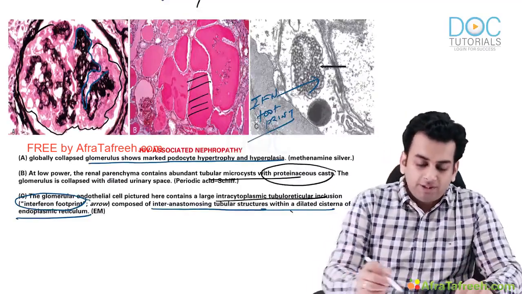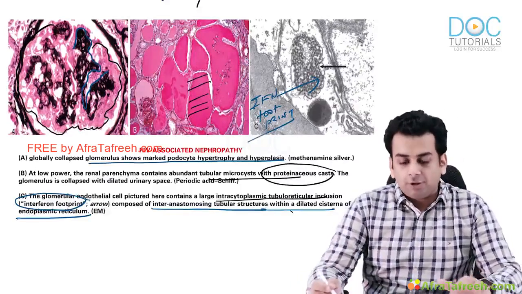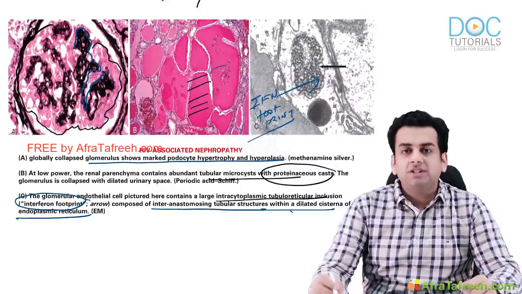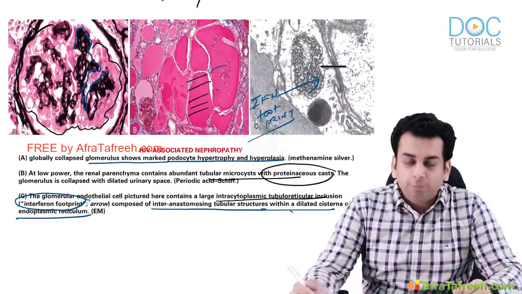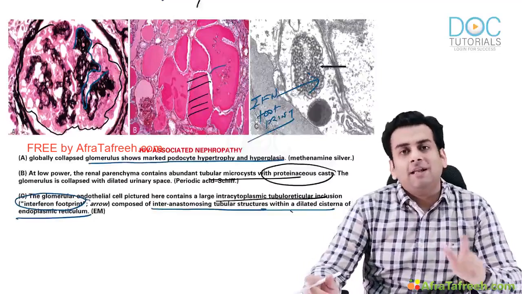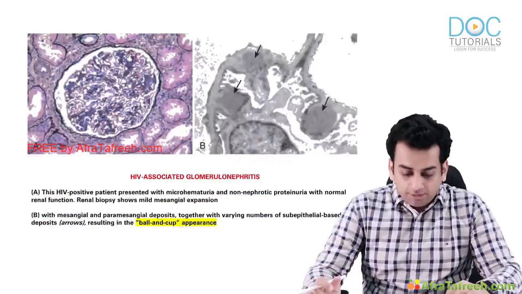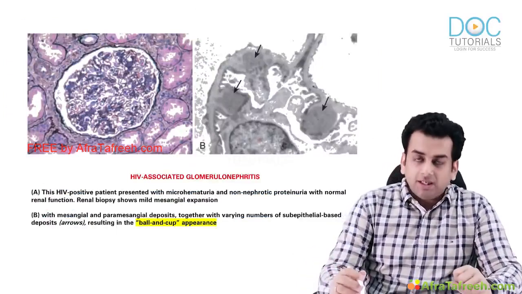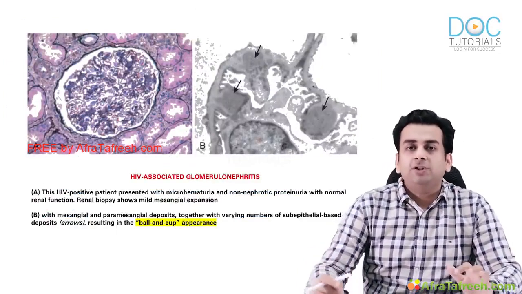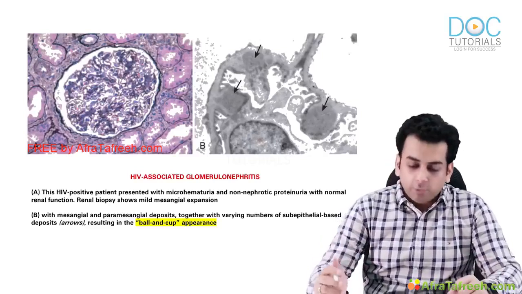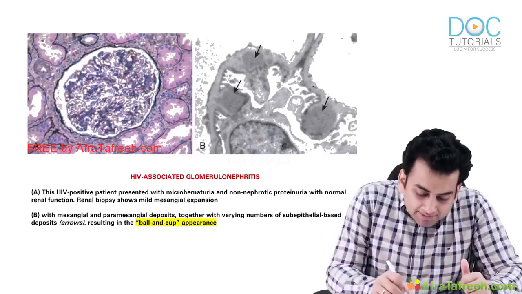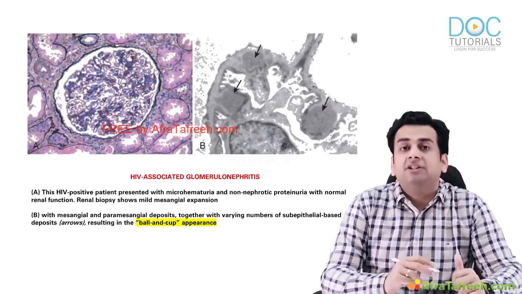So very important, you get the podocyte hyperplasia and the collapse, you get tubular microcysts and the interferon footprint, which is the intracytoplasmic tubular reticular inclusion. Coming to HIVIC, here the patient presented to you with microhematuria and subnephrotic proteinuria, and here we can see mild mesangial expansion.